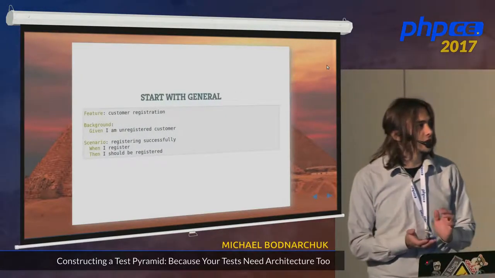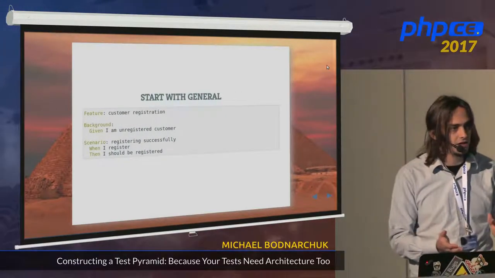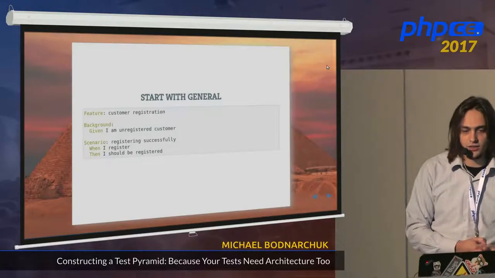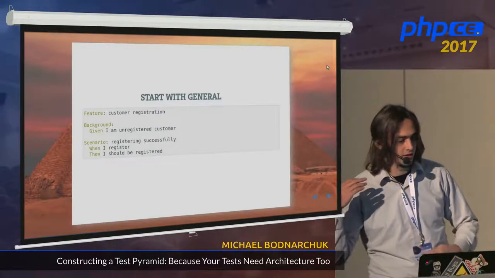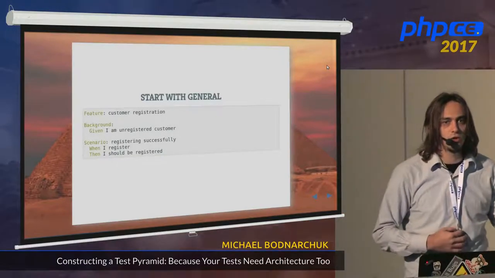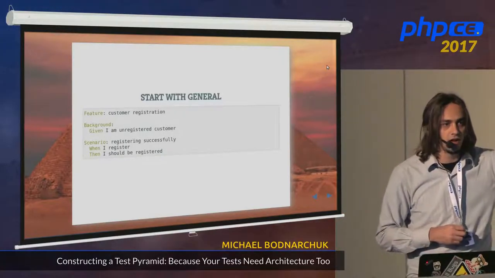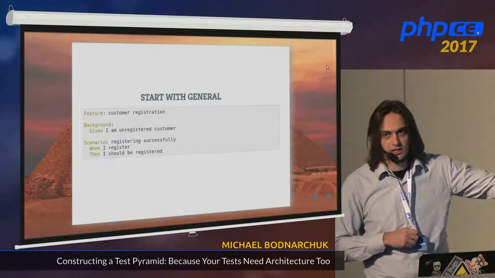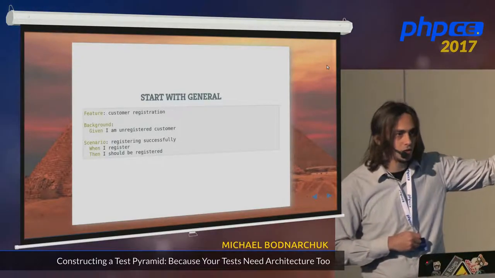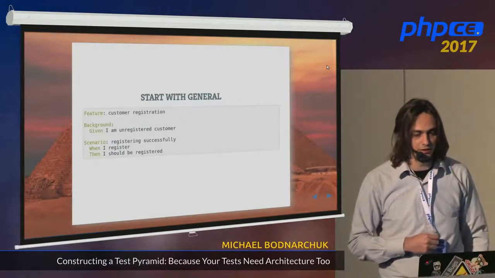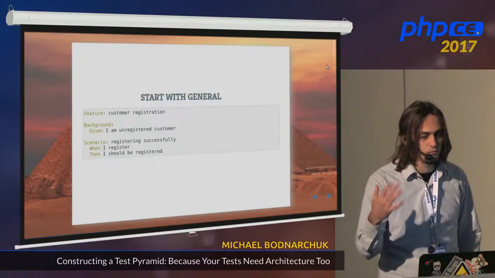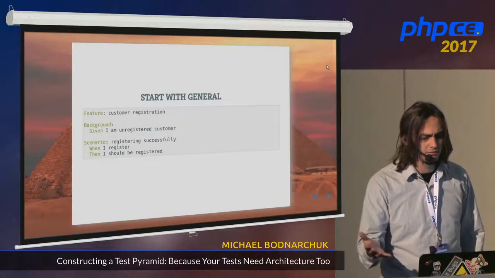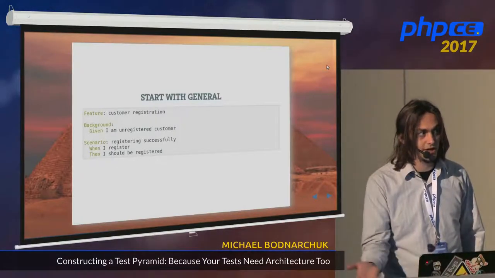So when you start to develop a test plan, test scenarios, start with the most general description of it. I'm bringing you a BDD example in Gherkin, but you can just write it down. It's not about BDD at all. It's about just writing a description. Try to formulate what you need in the most general terms. I register, I should be registered.